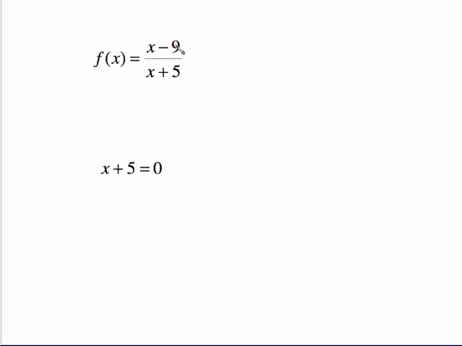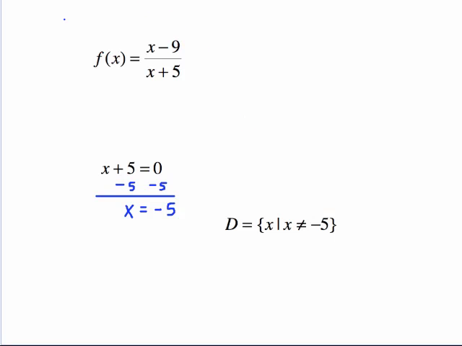Look at the numerator. It may have a variable in it, but it doesn't matter. I don't care what the numerator is. I'm taking the denominator and I'm setting it equal to 0. I do my simple solving steps, subtract 5 from both sides, and I get x equal to negative 5. That's the value that's going to be thrown out of the domain, and there it is written in set builder notation.